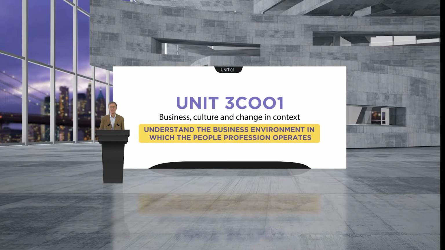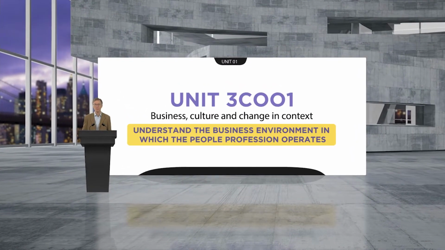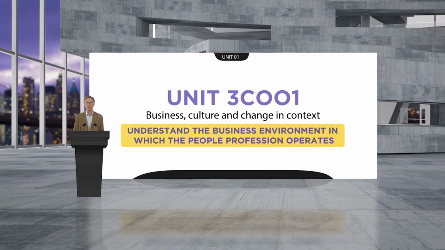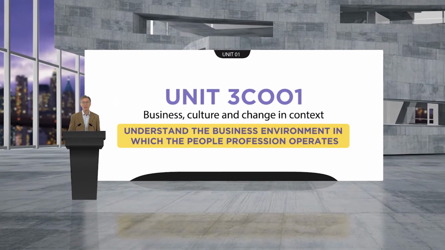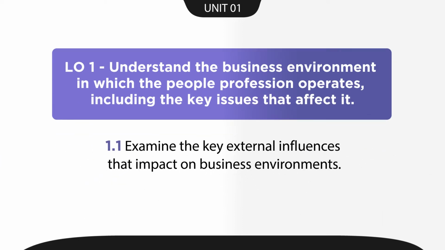Hello everybody, I'm going to talk about Unit 3C001, Business Culture and Change in Context. The first learning outcome in this unit is understanding the business environment in which the people profession operates, including the key issues that affect it. Assessment criterion 1.1 is examining the key external influences that impact on business environments.